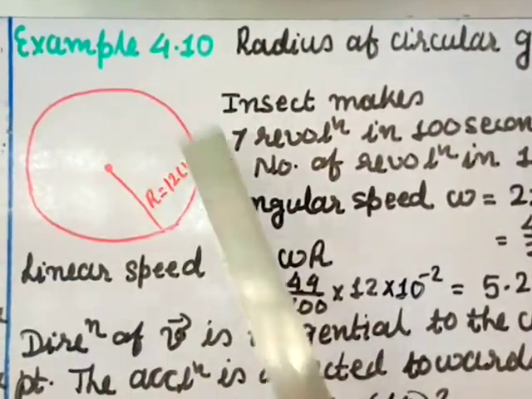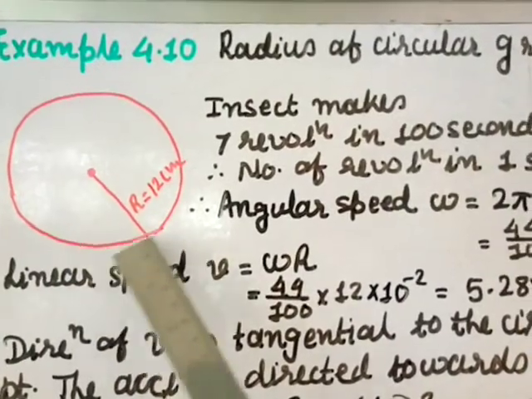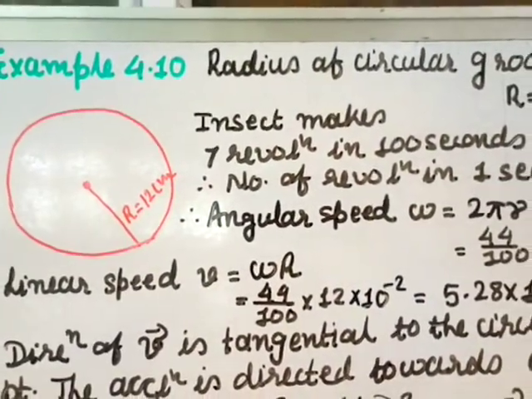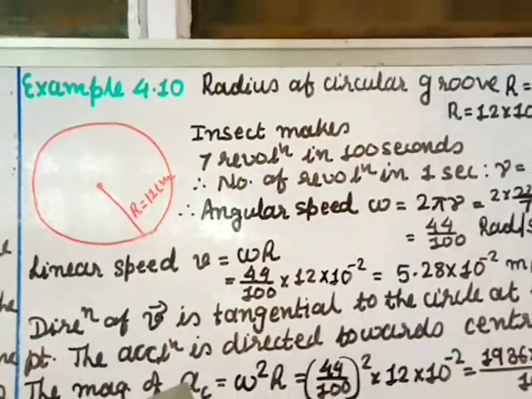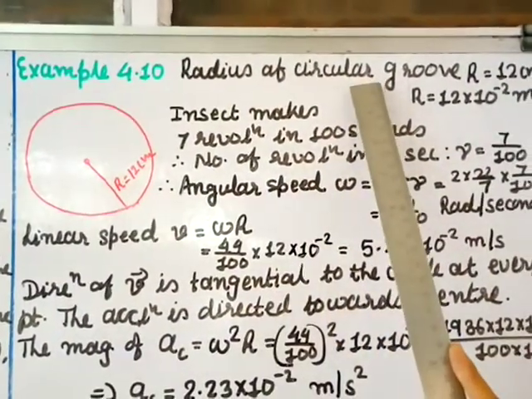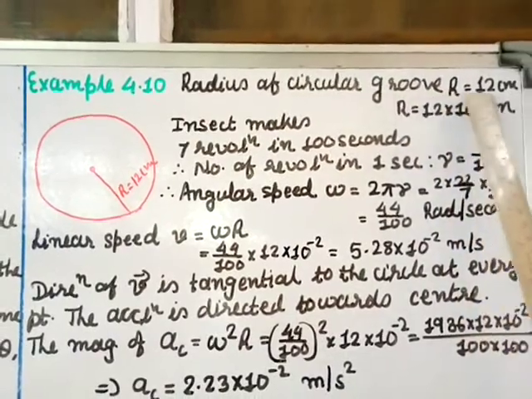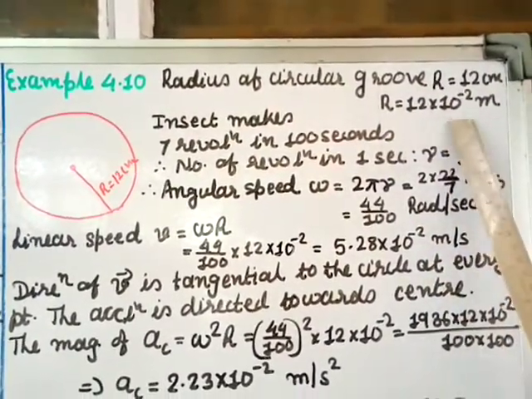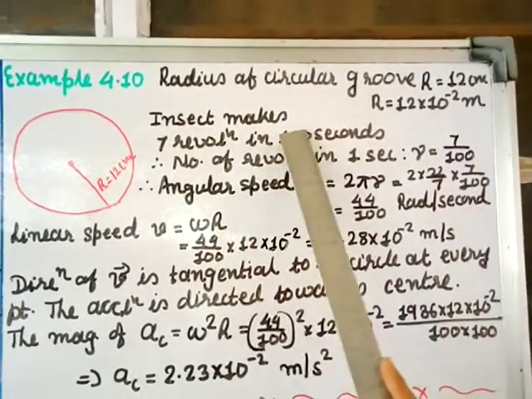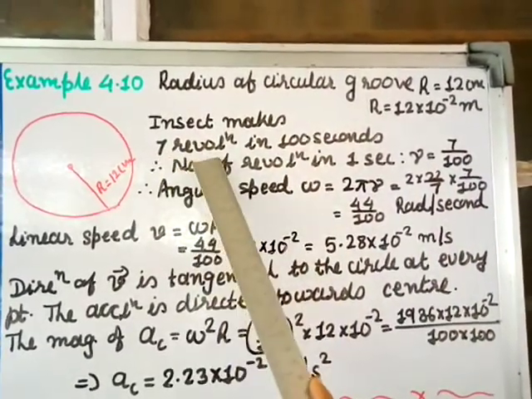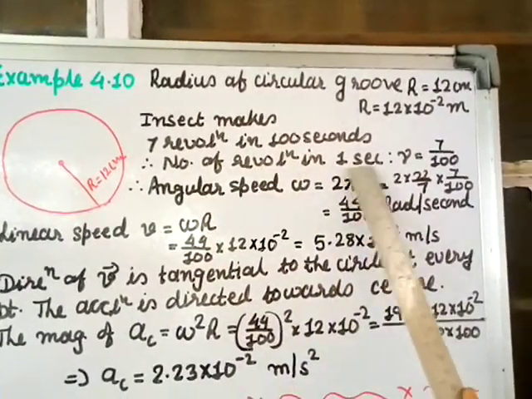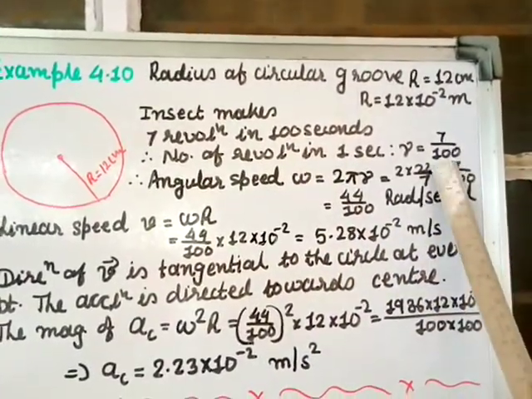So an insect is trapped in a circular groove, and if the radius is r, it is revolving here. So it makes 7 revolutions in 100 seconds. The data is given to us. Radius of the circular groove r is equal to 12 cm. You can keep this, or I just convert it into meters by multiplying by 10 power minus 2. Insect makes 7 revolutions in 100 seconds. Therefore, the number of revolutions in 1 second, mu, is equal to 7 by 100.